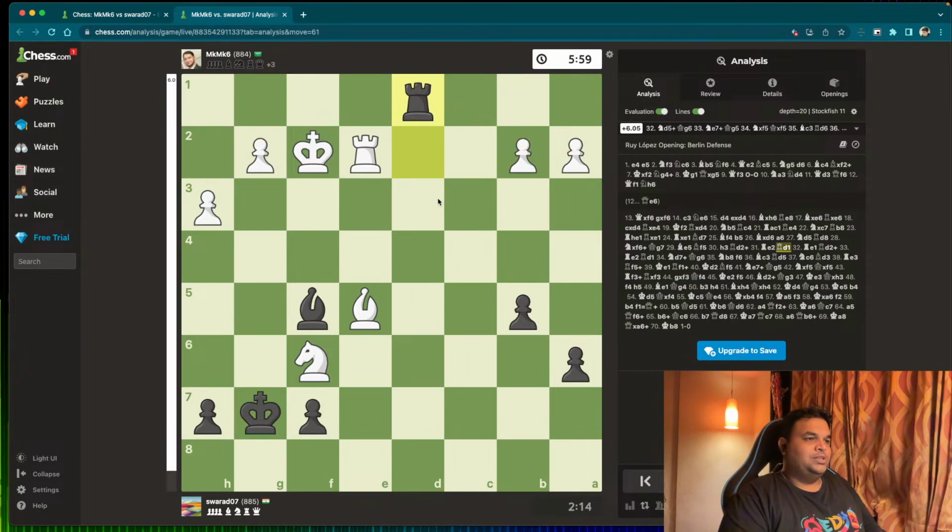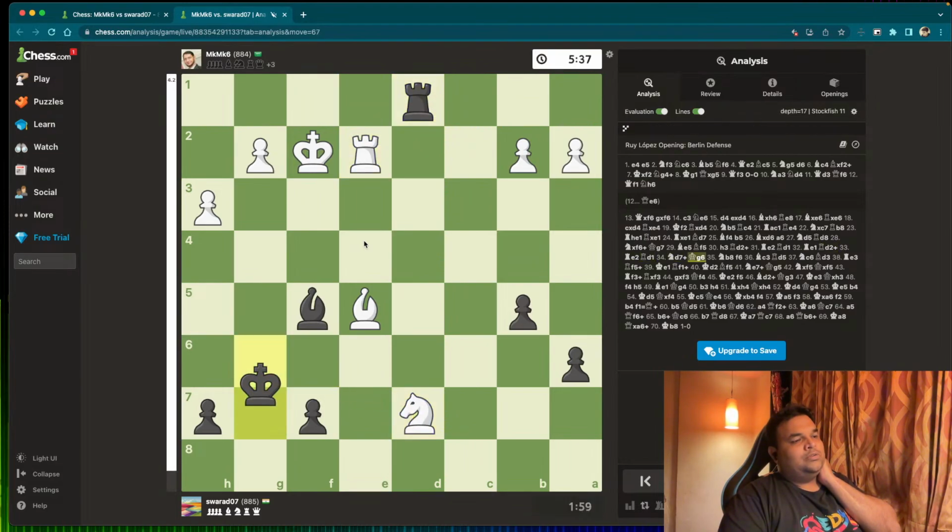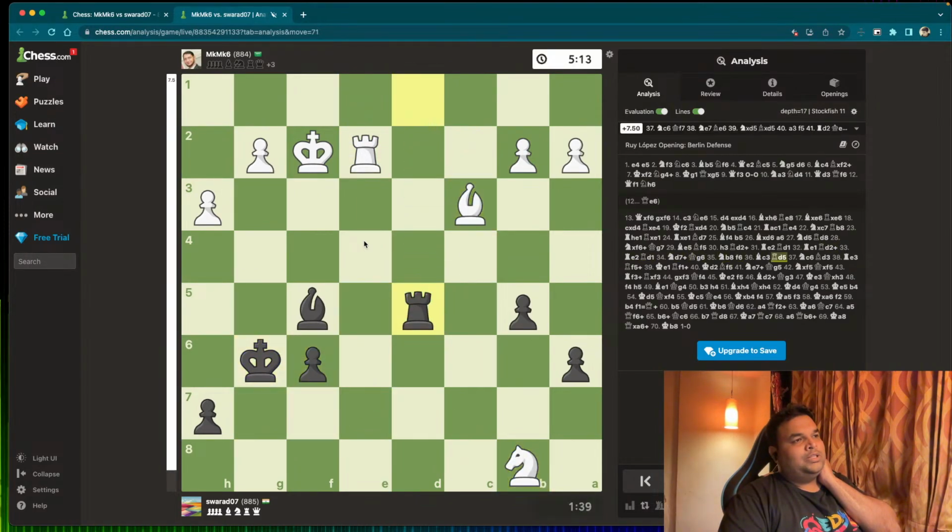So I felt like this is a good place because my king was relatively safe. There were no issues here, and I could sense that there is no checkmate threat, at least right now. So this is still fine. There was some movement here and there, but nothing major happened.